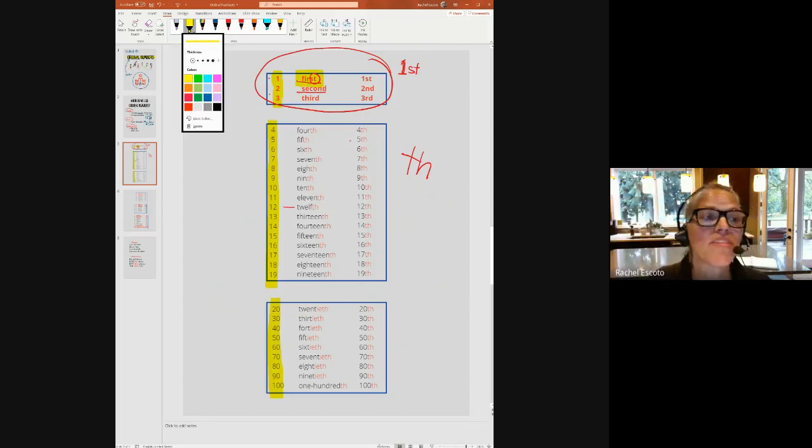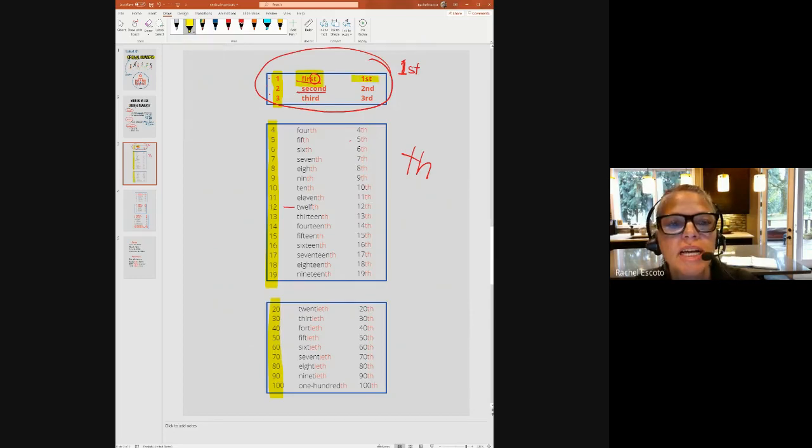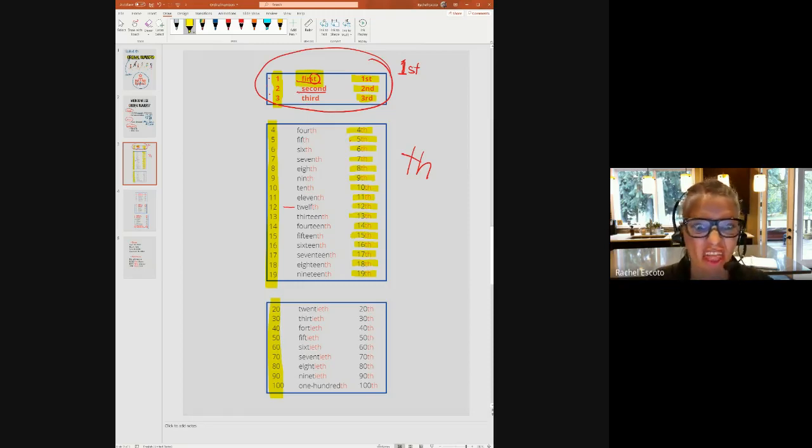Maybe we should start at the very top with first. So let's do first, second, third, fourth, fifth, sixth, seventh, eighth, ninth, 10th, 11th, 12th, 13th, 14th, 15th, 16th, 17th, 18th, 19th. Okay, isn't that easy? It's pretty easy, right? It's all just TH, except for the first, second, and third, which are a little different.